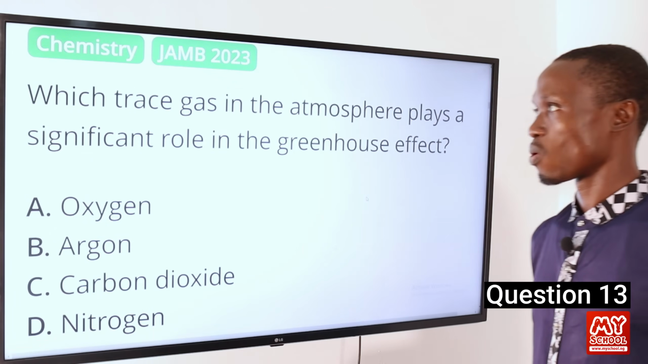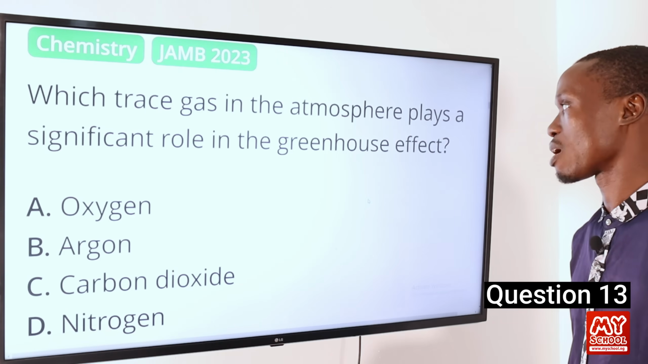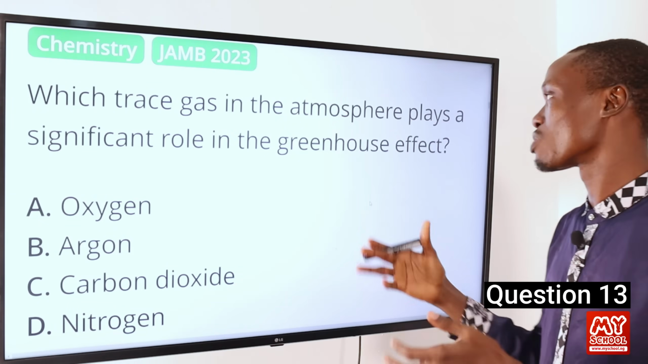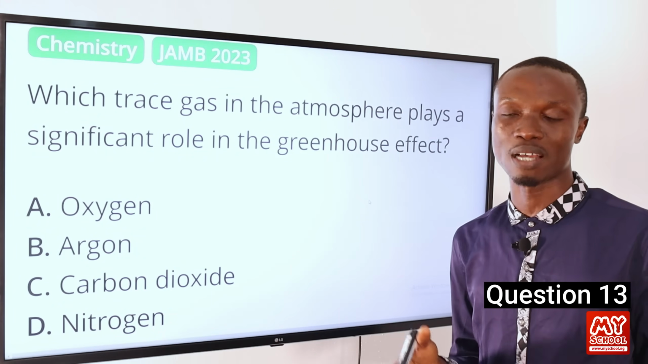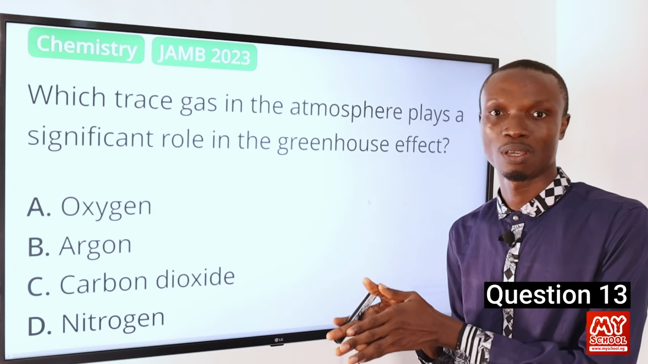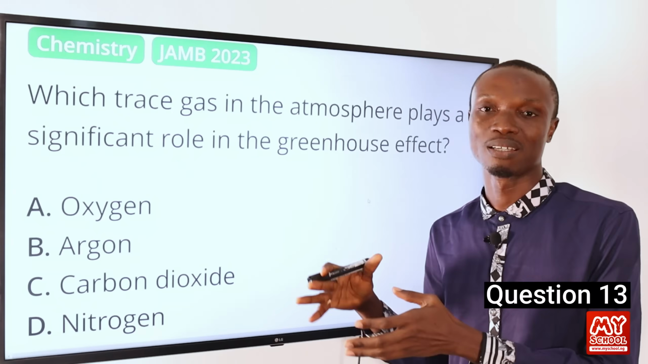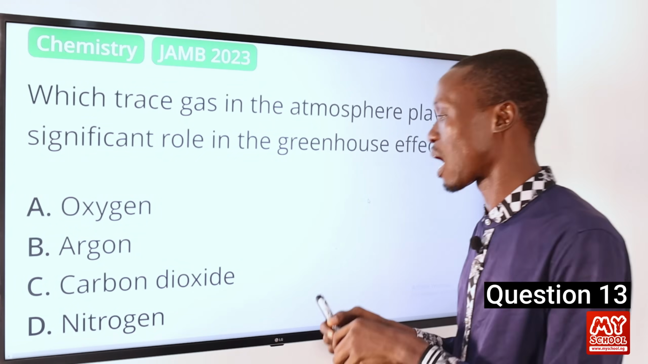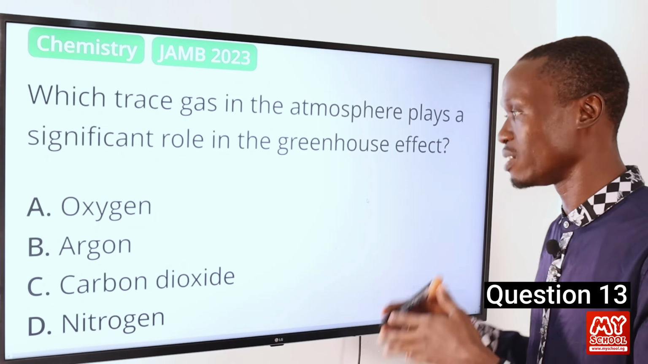Question 13. Which trace gas in the atmosphere plays a significant role in the greenhouse effect? First, let's understand the meaning of greenhouse effect. Greenhouse effects are caused by greenhouse gases. These gases trap some heat radiated from the Earth's surface, thus causing the temperature of the Earth to be higher than normal. Examples of greenhouse gases are carbon dioxide, methane, nitrous oxide, etc.